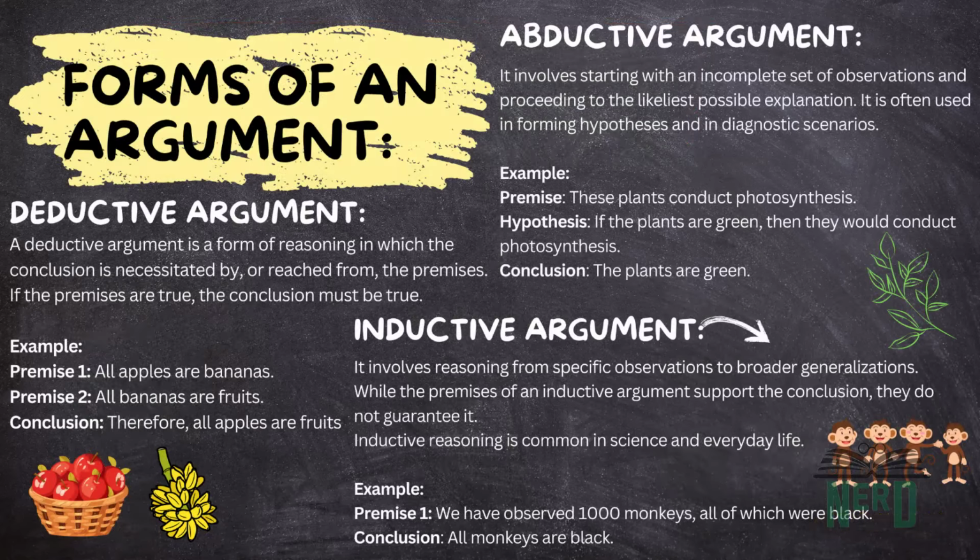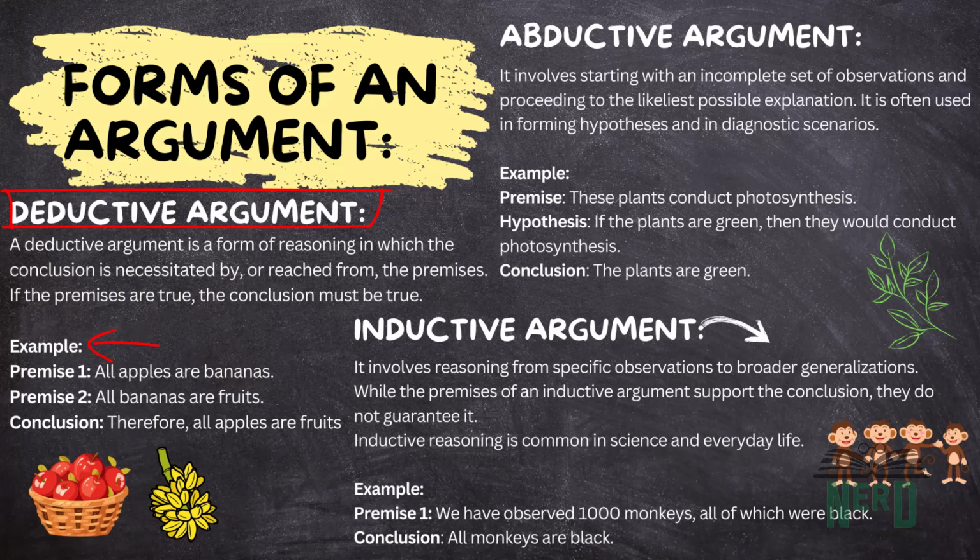Forms of an argument. Deductive argument. A deductive argument is a form of reasoning in which the conclusion is necessitated by or reached from the premises. If the premises are true, the conclusion must be true. This type of reasoning is foundational in formal logic and mathematics.